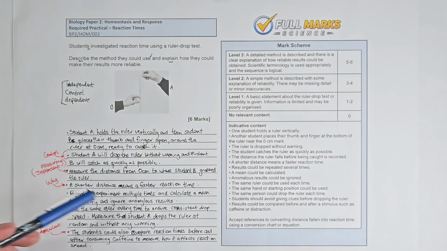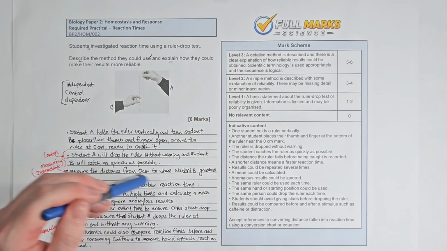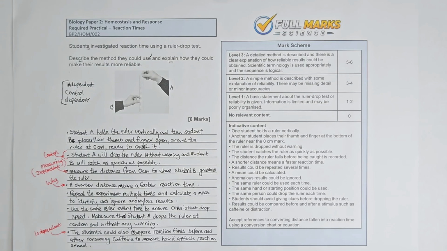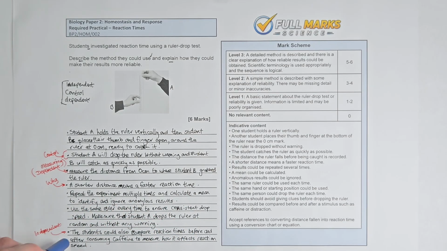And then we've also mentioned why we're actually doing it, what we need to see to come up with a conclusion from it, by saying the shorter distance means a faster reaction time. And we've also mentioned a couple of improvements or reliability-based suggestions, and then also a suggestion how we could do it next time with an independent variable in there. So let's have a look then. We'll tick these off as we go through.